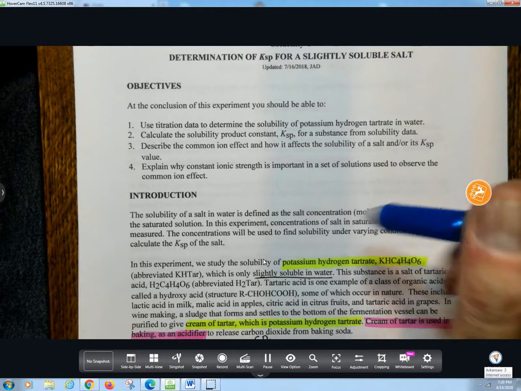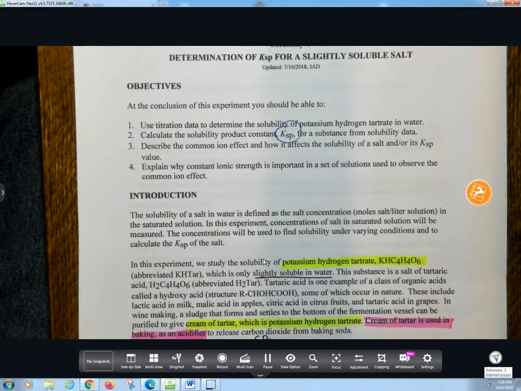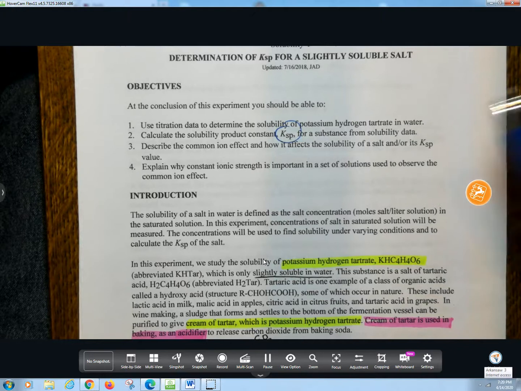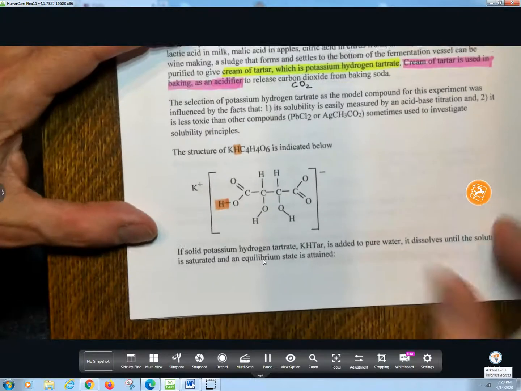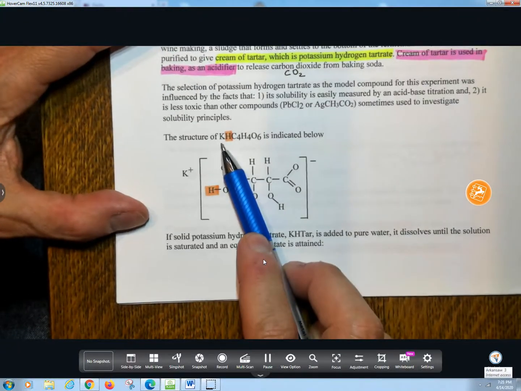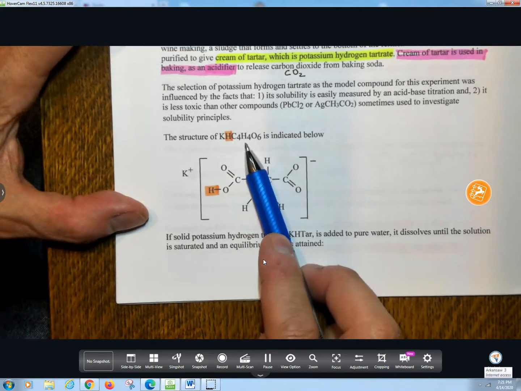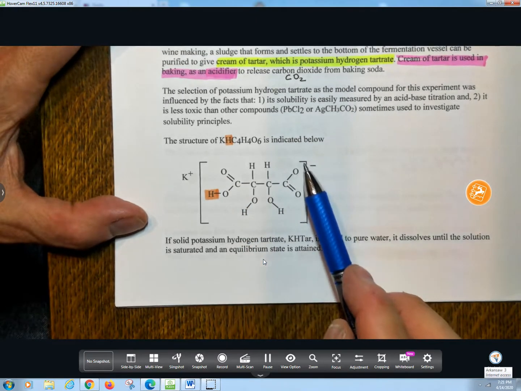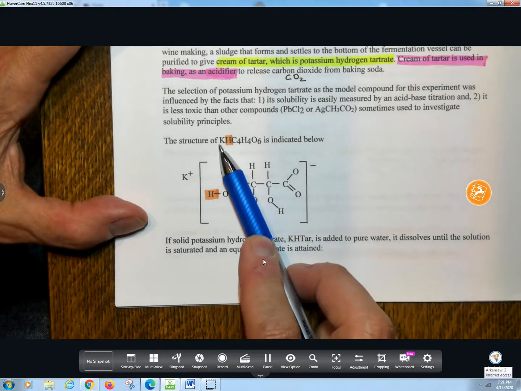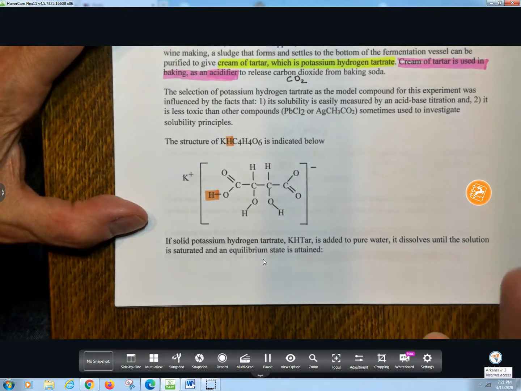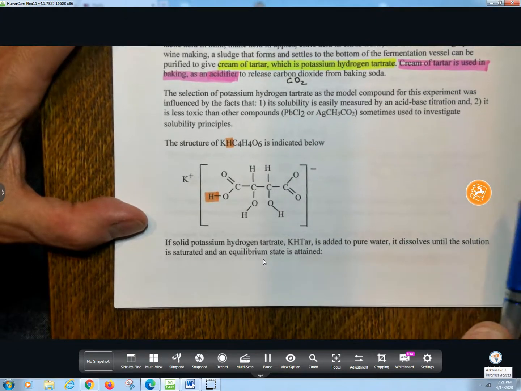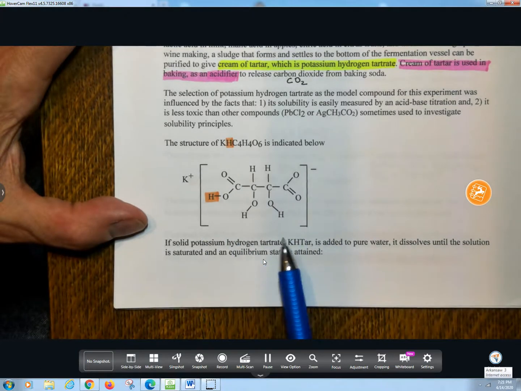I would imagine, well, we have done Ksp already. So remember, in your Ksp, we do not include liquids or solids in any equilibrium. So we want to see how much of this potassium hydrogen tartrate, or better known as K for potassium tar, is going to dissolve. That's how we calculate Ksp. You do know that. So this is what we're talking about.